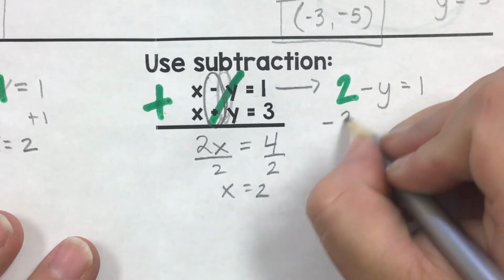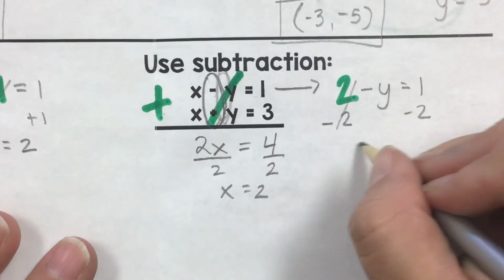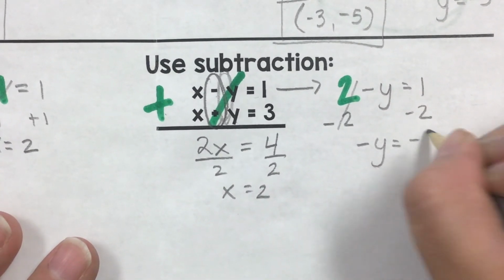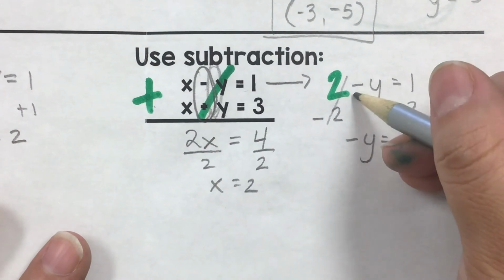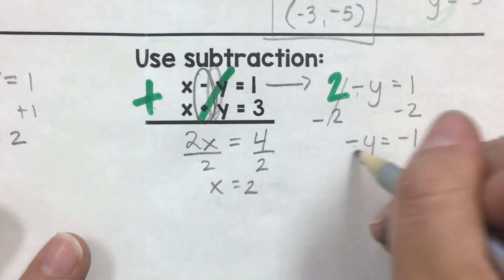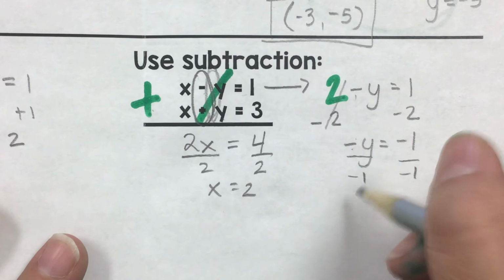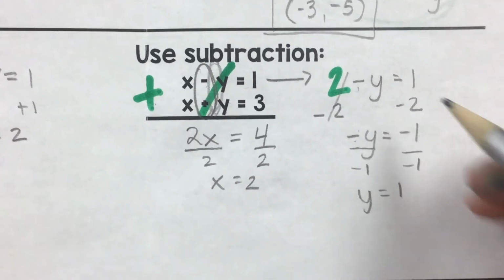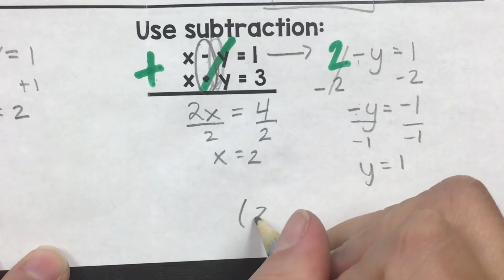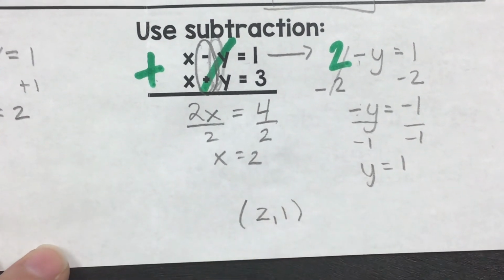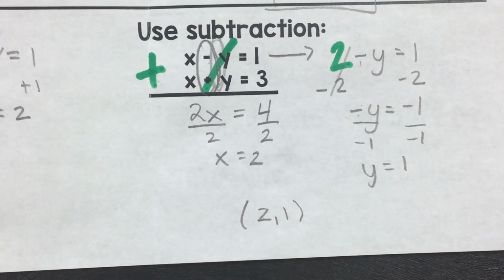So we have to subtract 2 from both sides. Negative y is equal to negative 1. Don't forget that sign. Divide by negative 1. Y is equal to 1. So we got the exact same answer, 2, 1, doing it either method when the coefficients are the same on both pairs of the variables.